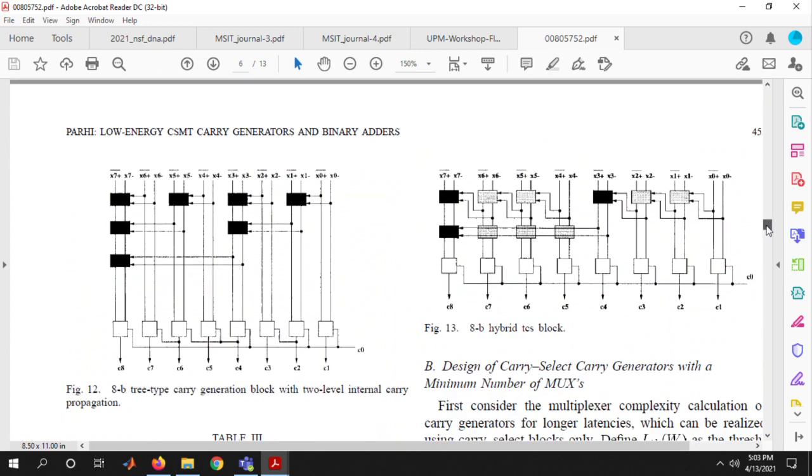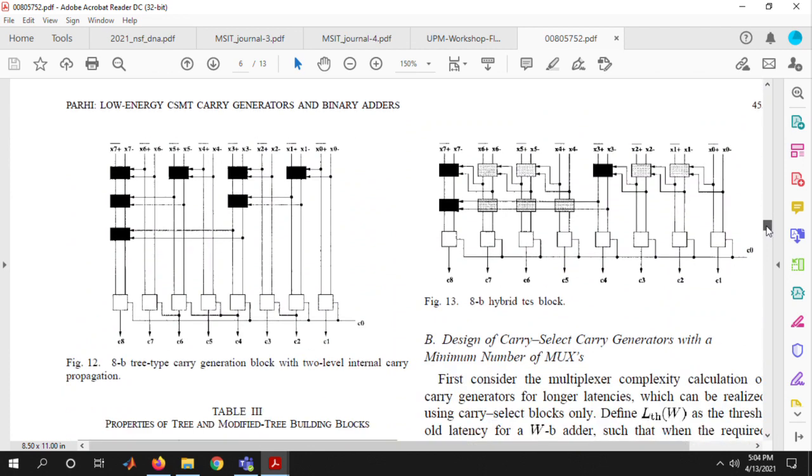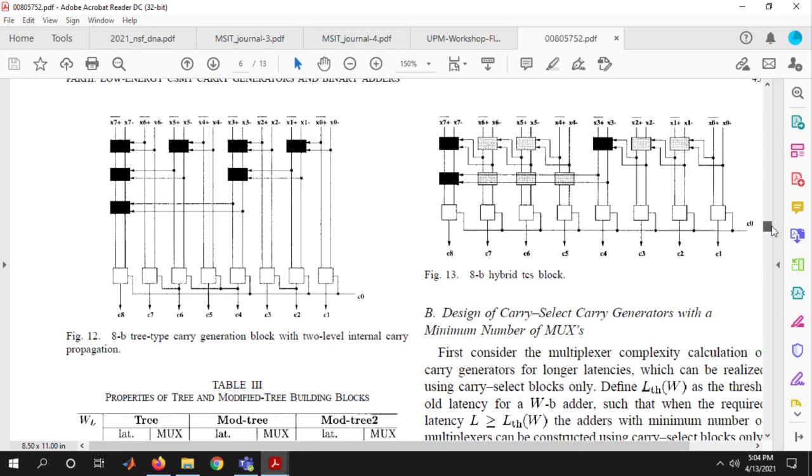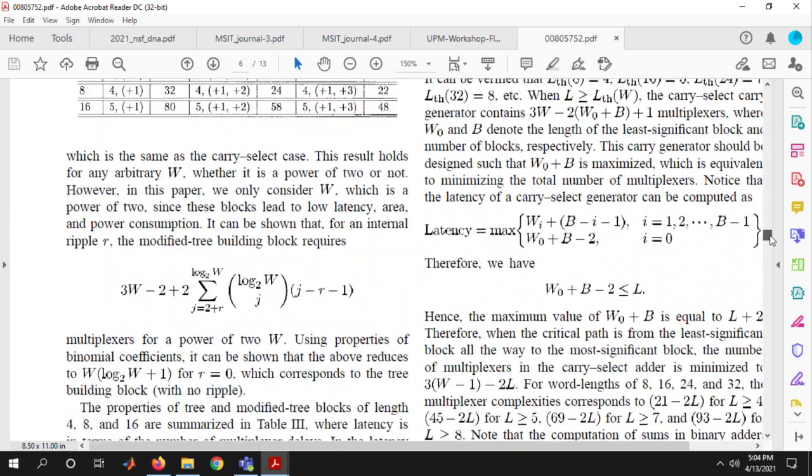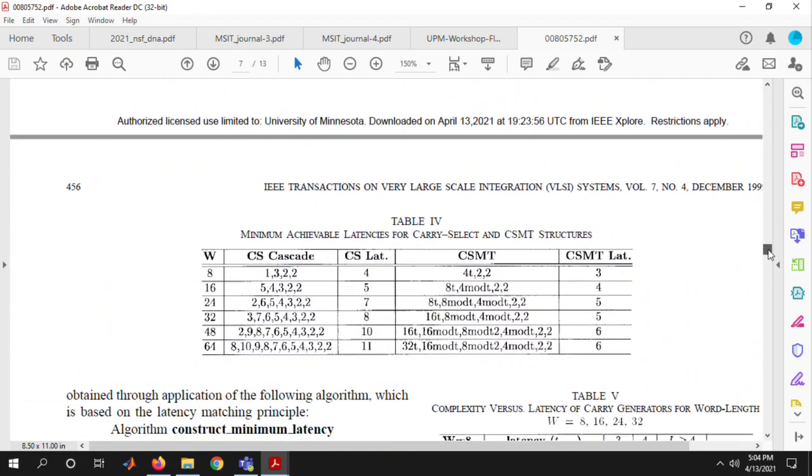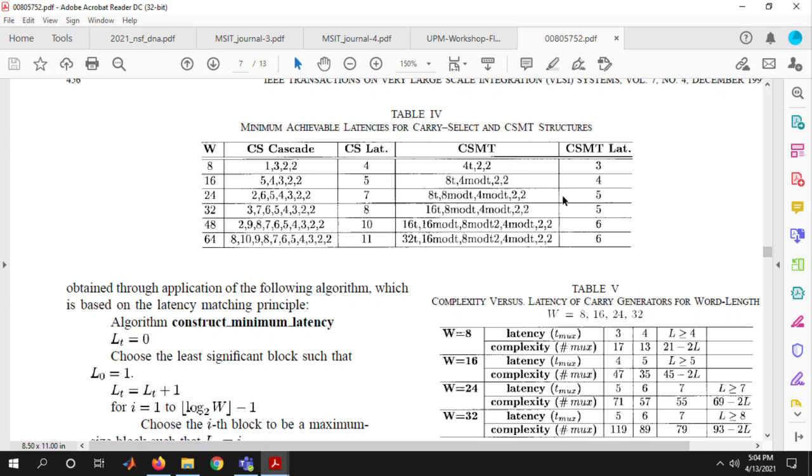And then this is called hybrid tree and carry select. Some parts are tree, some parts are carry select. So the tree and carry select combination is called hybrid TCS. And if we look at some of the final designs, we are able to reduce. If the word length of a binary adder was 64, then we are arranging these in this configuration.